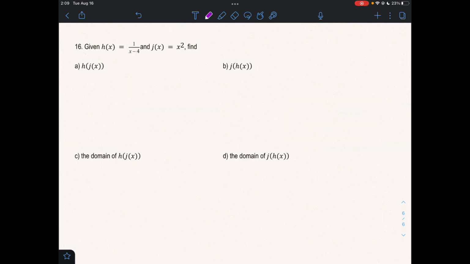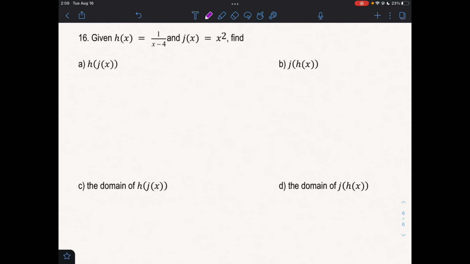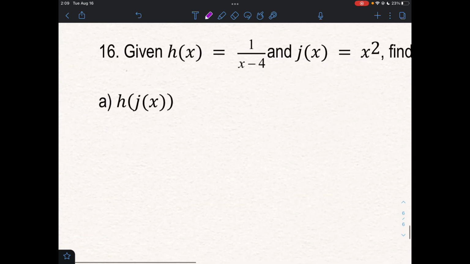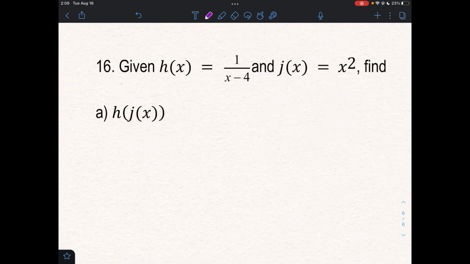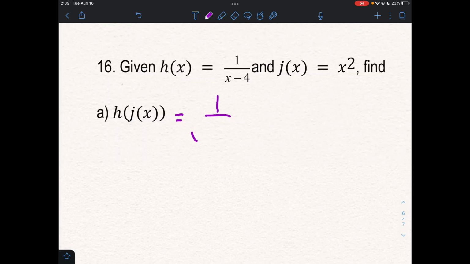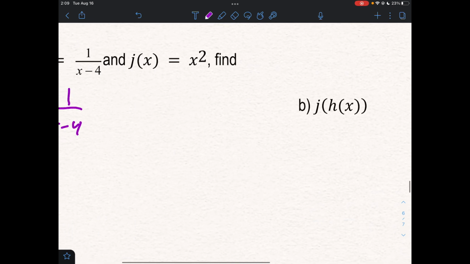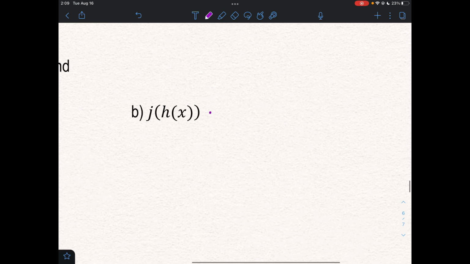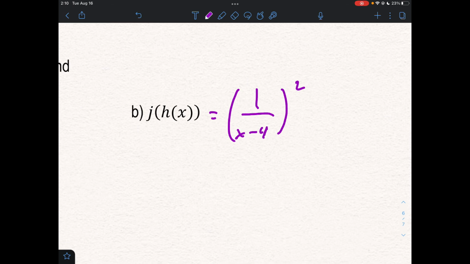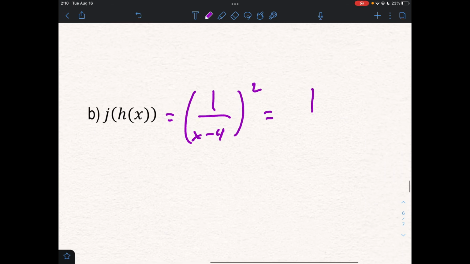All right, one more just like that. First, h of j of x. So we're going to put j, which is x squared, into x. Over here, we get 1 over x squared minus 4. And then j of h of x, we're going to put 1 over x minus 4 into the squared here. So 1 over x minus 4, squared. If you want to simplify that out, you can. It'd be 1 over x squared minus 8x plus 16.